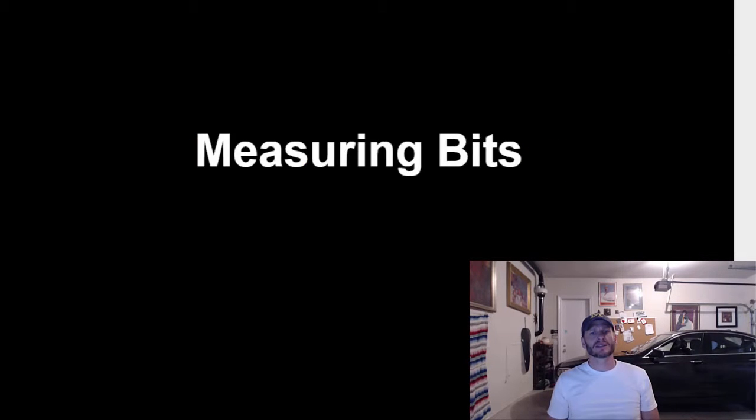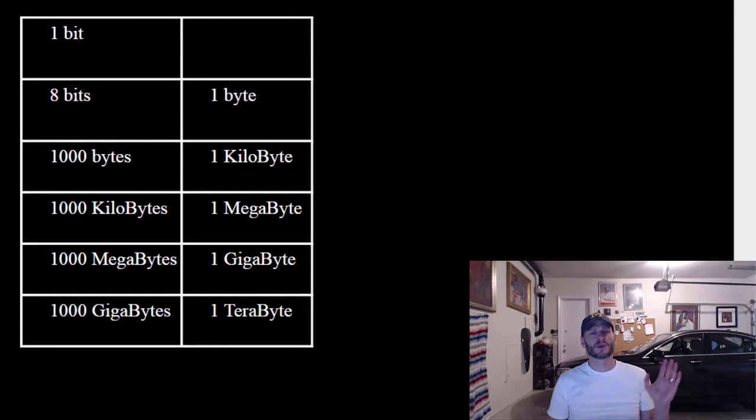And binary digits, that's where we get it, right? And we can measure bits. So how do we measure bits? 1 bit is 1 bit is 1 bit. That's it. It's just a single 0 or 1. If we have 8 bits, we call that a byte. If we have 1,000 bytes, we call that a kilobyte. If we have 1,000 kilobytes, we call it a megabyte. If we have 1,000 megabytes, we call it a gigabyte. If we have 1,000 gigabytes, we call it a terabyte.